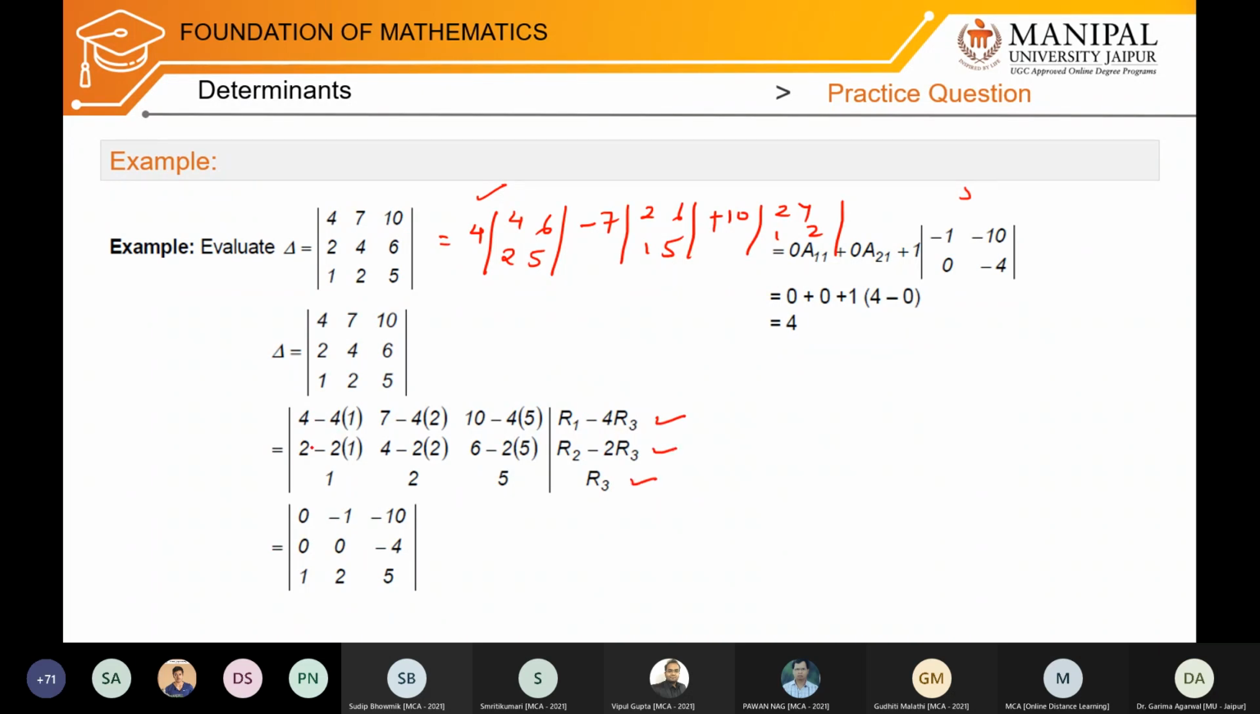What transformation are we using here? We are subtracting 4R3 from R1. This one is R1, R2 and R3. So R1 minus 4 times R3. Similarly, R2 minus 2 times R3, and R3 remains unchanged. So after this simplification, we get this matrix. What is the benefit? In the second row, we have 2 elements that are 0 and 1 element that is non-zero. So now it's very simple for us to find the determinant.